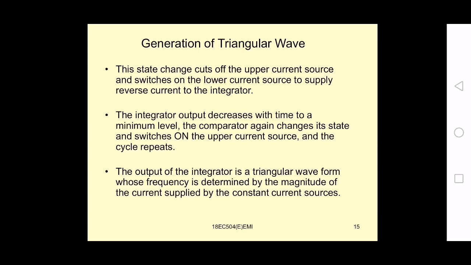The integrator output decreases with time to reach a minimum level. Then again the voltage comparator multivibrator changes its state and switches on the upper constant current source, and the cycle repeats.